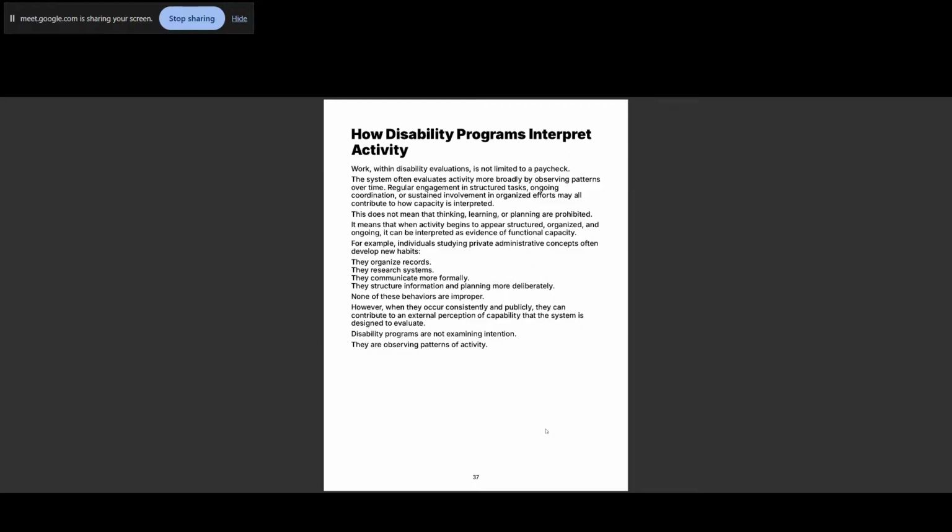For example, individuals studying private administrative concepts often develop new habits. They organize records. They research systems. They communicate more formally. They structure information and planning more deliberately. None of these behaviors are improper. However, when they occur consistently and publicly, they can contribute to an external perception of capability that the system is designed to evaluate. Disability programs are not examining intention. They are observing patterns of activity.